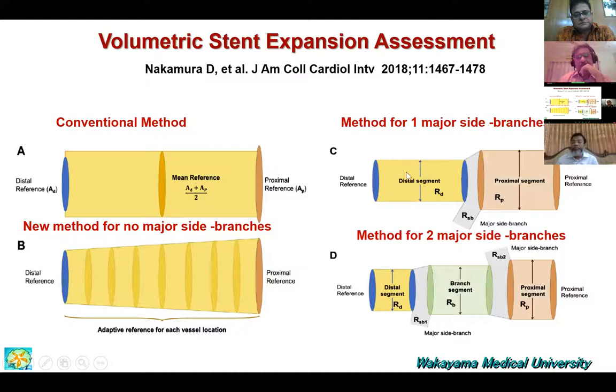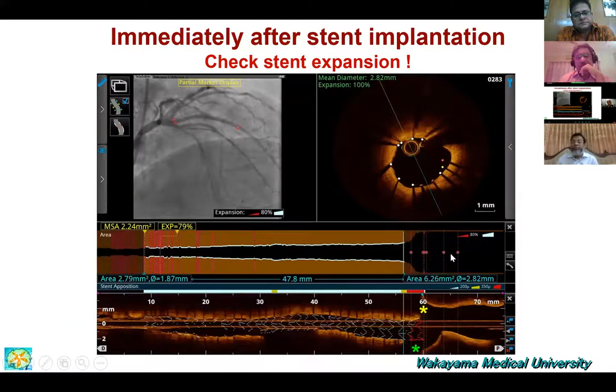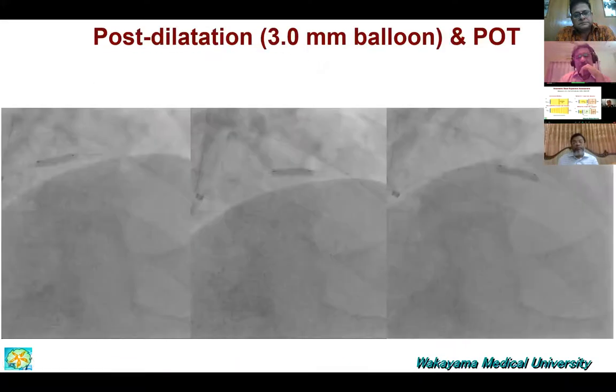As shown in the C or B. Therefore, as I told you, we have to move the cursor here after the big branch, this and this. And then we try to check the under expansion in this portion. And the under expansion is 75%, right? Then we try to do the post dilatation.